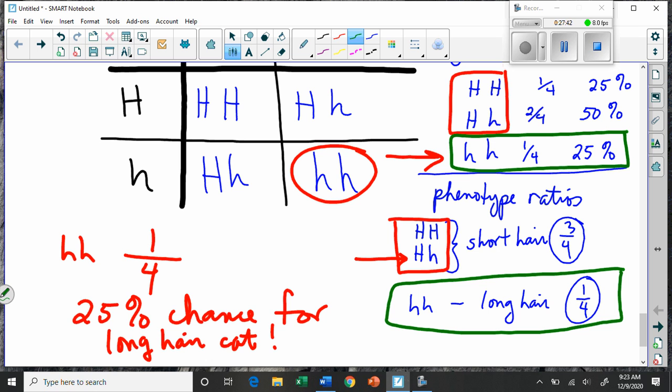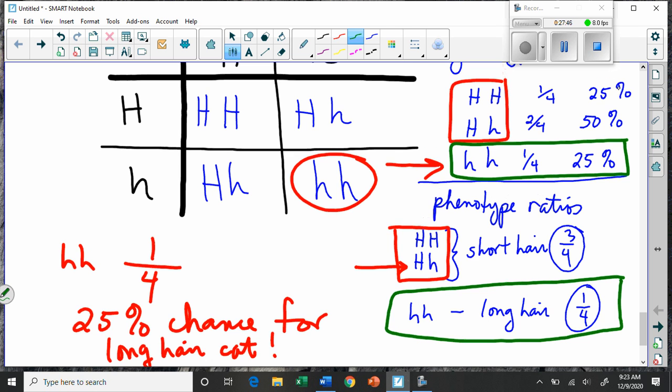What are the chances then of getting a short-haired cat? Well, you wouldn't look at these, because they're both short hair. You'd have to look at this ratio, which is 3/4, right? 75% chance of getting a short-haired cat.